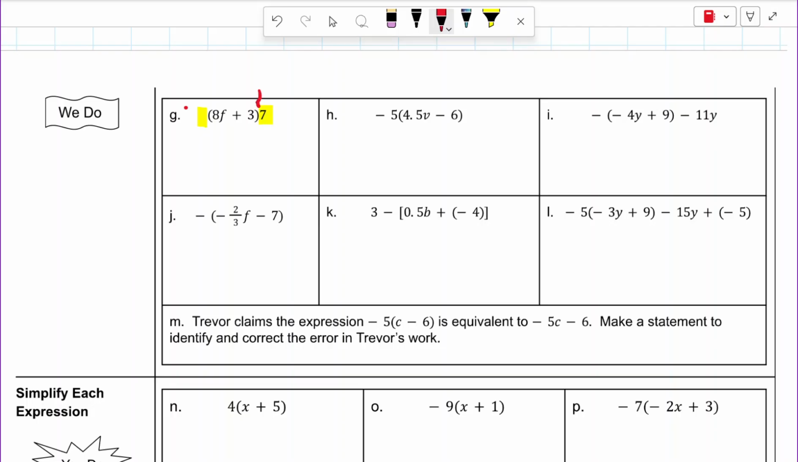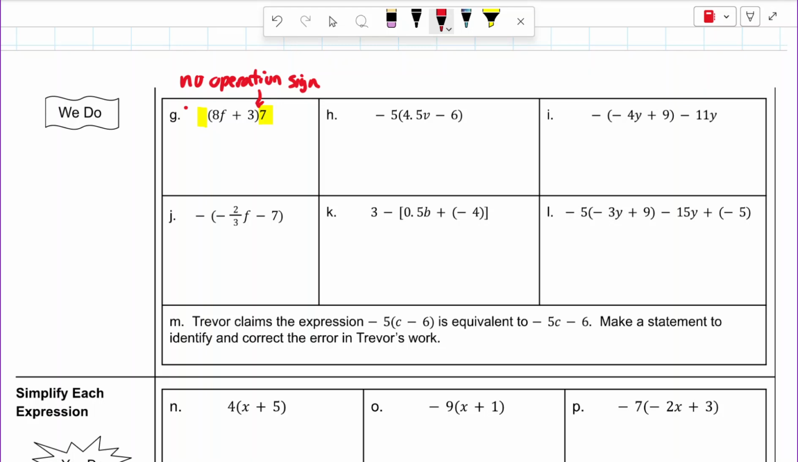I'm going to write down no operation sign. And when you see no sign against a grouping sign, it means to multiply. So this is going to be 8f plus 3. That's a group. And how many groups do we have? We have 7 of them.